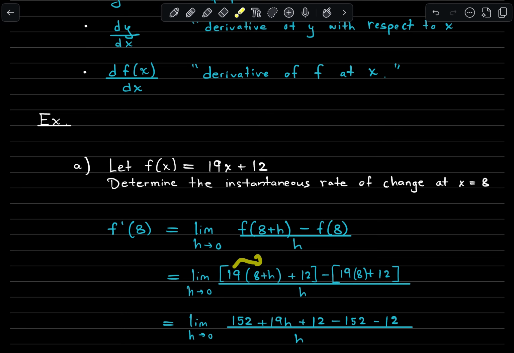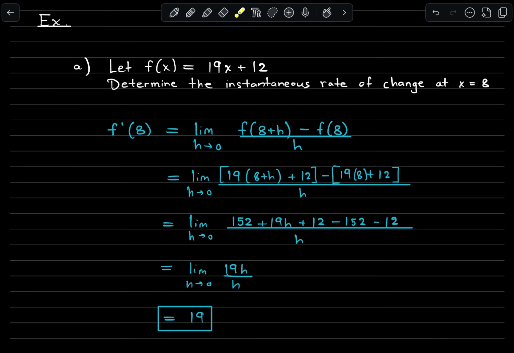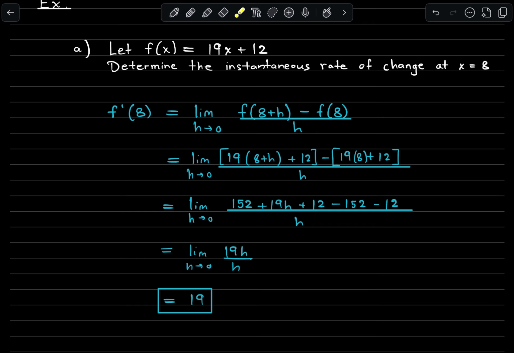You can go ahead and distribute this and this as well. We're going to get 152 plus 19h plus 12 minus 152 minus 12. Our like terms will cancel. We'll be left with 19h over h. The h's cancel, and your final answer isn't even dependent on h, so it doesn't matter that h is going to 0. Our final answer is just 19, and this is going to be the instantaneous rate of change at x equals 8.